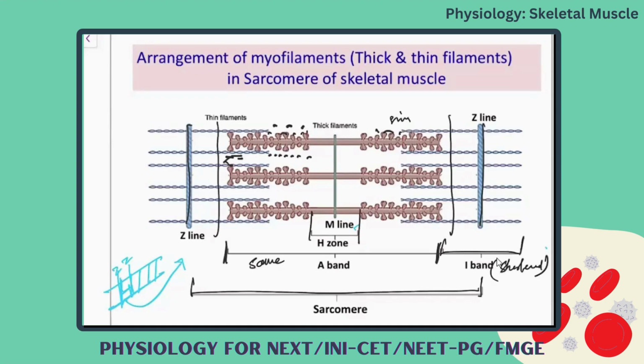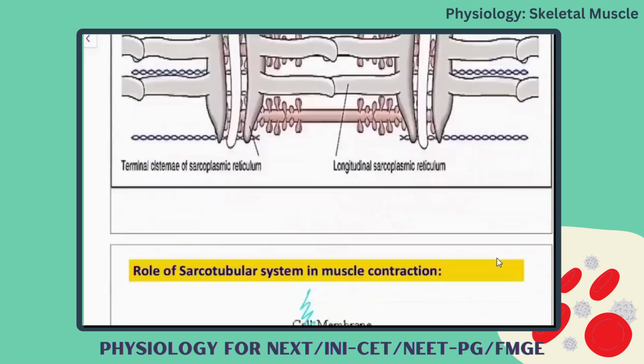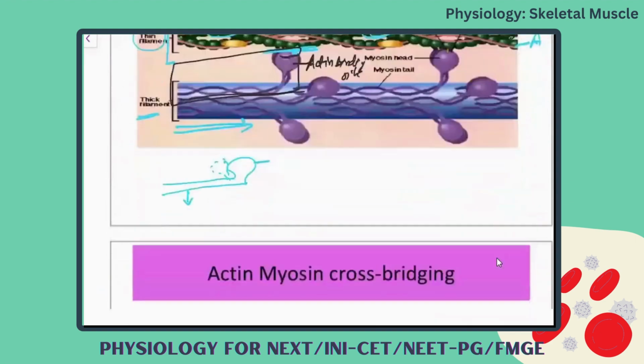This is also called the excitation contraction coupling mechanism, or power stroke mechanism. These are various terminologies to explain the same concept. Okay, clear? This is how the skeletal muscle will undergo contraction. Clear? That's it with the muscle physiology.